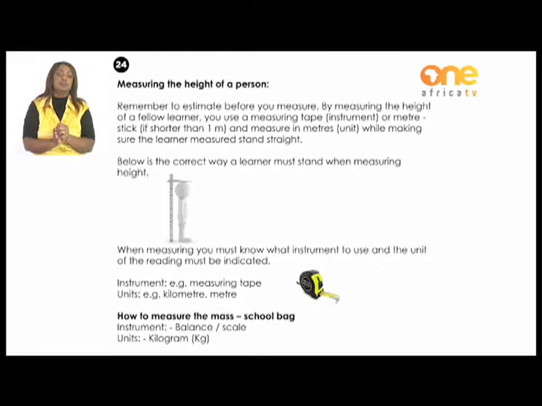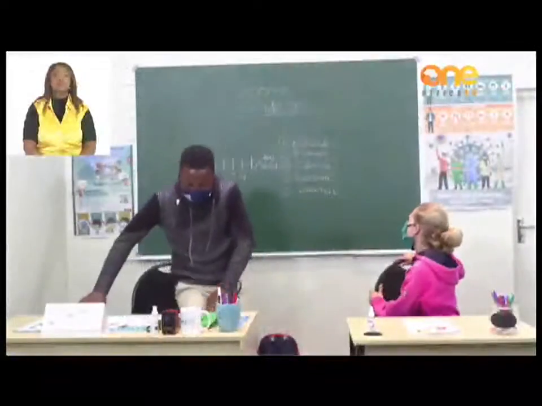How to measure the mass? Now we are using a school bag. The instrument, remember about the instrument, that can be a balance or a balance scale. The units can be kg, which is kilograms, g for grams, and so on and so on. Now I have to move to the chalkboard so that I can explain further on how to do this experiment.